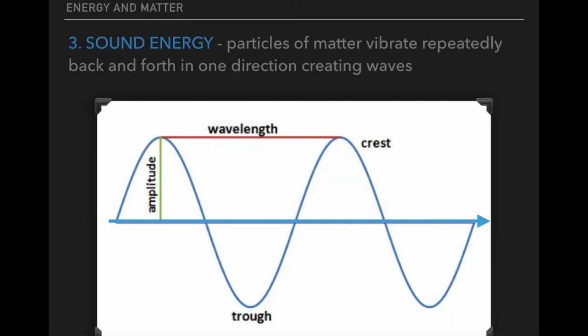Sound energy. Now we're going to see this chart when we go into ocean water, when we talk about waves with ocean water. So you will see wavelength, crest. Amplitude is another name for wave height. The crest is the top of the wave. The trough is at the bottom.